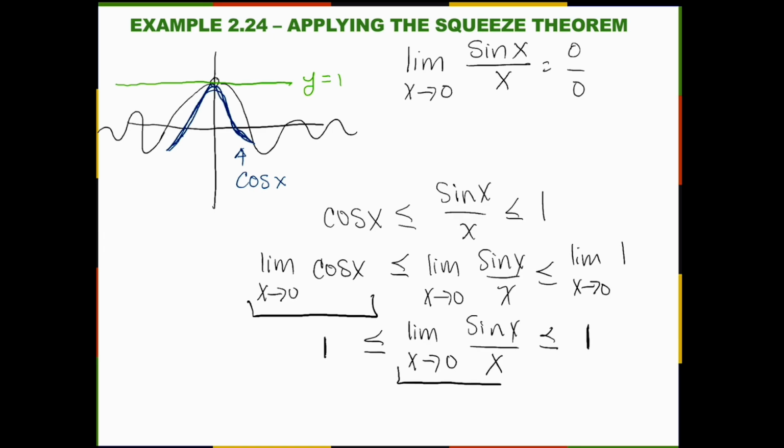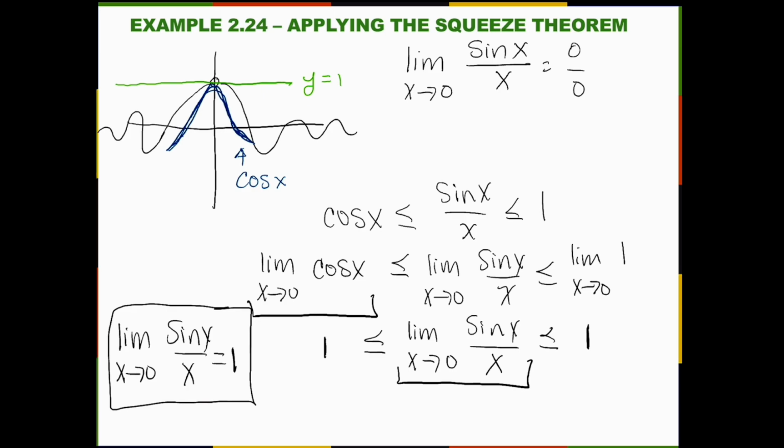Now notice that the limit that we're trying to find is squeezed between 1 and 1. It has to be greater than or equal to 1, and it has to be less than or equal to 1. So the only value that this limit as x approaches 0 of sine of x over x can be, that limit has to be 1. So make sure you save that limit on your reference pages because you're going to need it later.